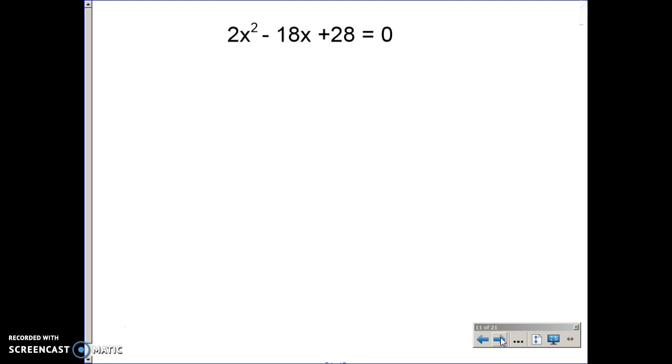All right, example number 4. Again, check for a GCF, and actually this time we've got a GCF there. 2, 18, and 28 can all be divided by 2. Okay, we'll take a 2 out of everything. Check and see, can I divide x out of everything? No, there's no x on the 28, so I can't do that. So just a 2.